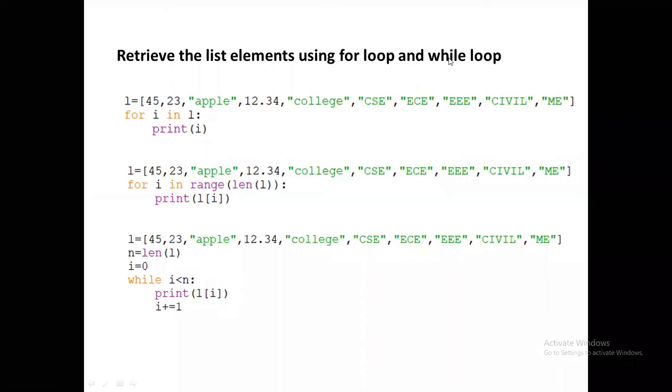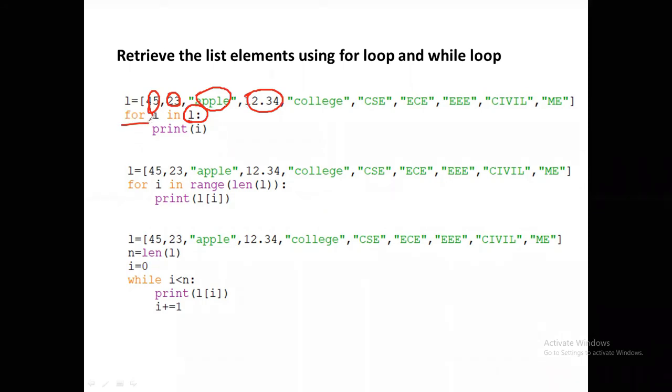So this is the for loop. What's the syntax of a for loop? For a variable in the place of L, you give the sequence of data items. Here the list is a sequence of data items. In the first iteration, the value becomes 45. In the second iteration, 23. In the next iteration, apple. After that, 12.34 and so on. This is one way to retrieve the elements from the list using a for loop.